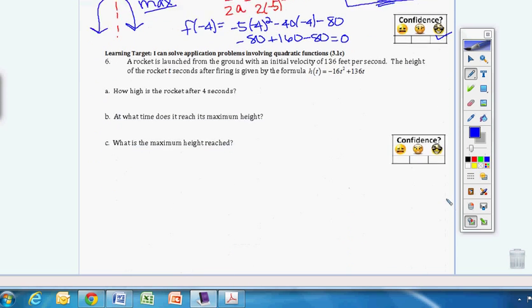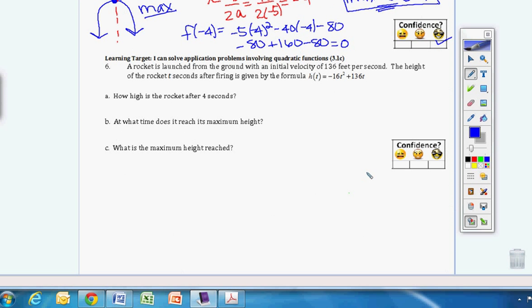Now we're going down to our application problem. A rocket is launched from the ground with an initial velocity of 136 feet per second. The height of the rocket, t seconds after firing, is given by this formula. First we want to know how high the rocket is after 4 seconds. So I'm going to plug my time into the t's, and I will figure out my height according to that time.